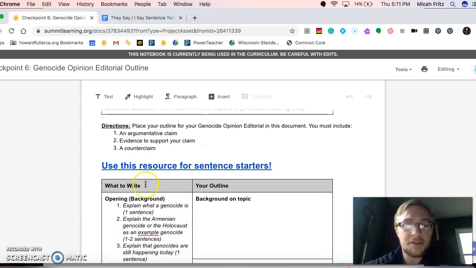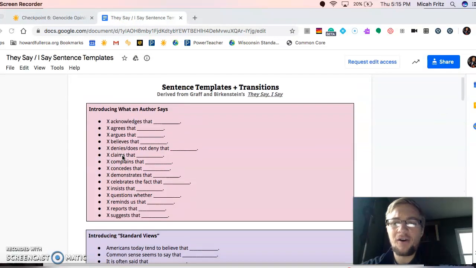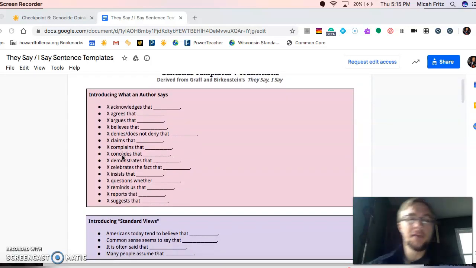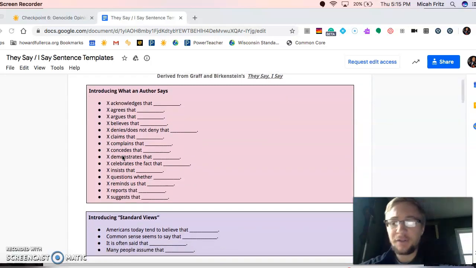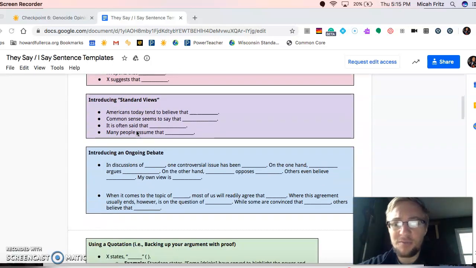I want to point your attention to this awesome resource right here with sentence starters. So if we click on that, you're going to get all these different sentence starters and transition words that are going on in here. So definitely a good resource to use. Look through this. Go ahead and copy and paste several of these.